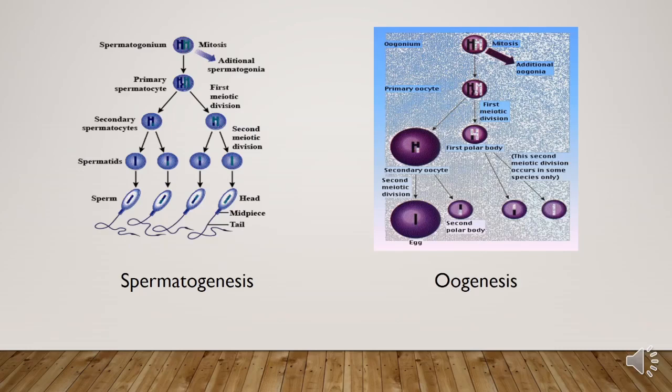The first polar body also divides into 2 polar bodies. All the polar bodies will soon degenerate. The entire process of oogenesis results in only one haploid ovum.